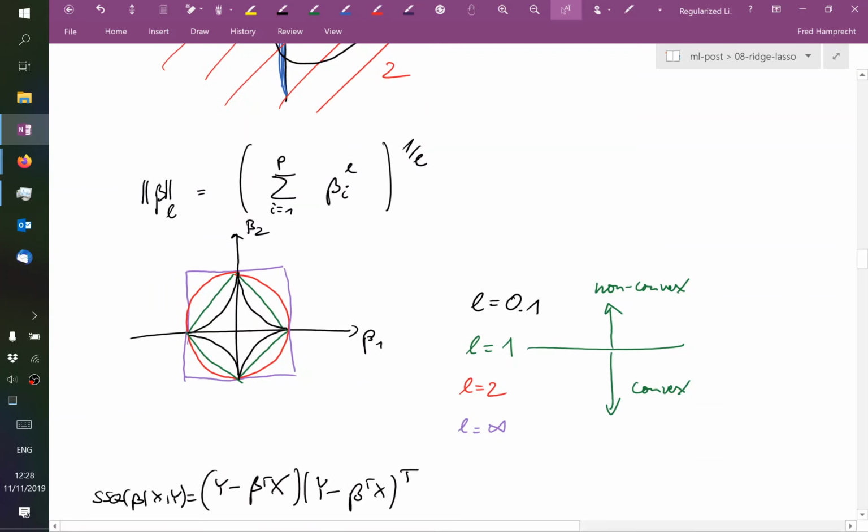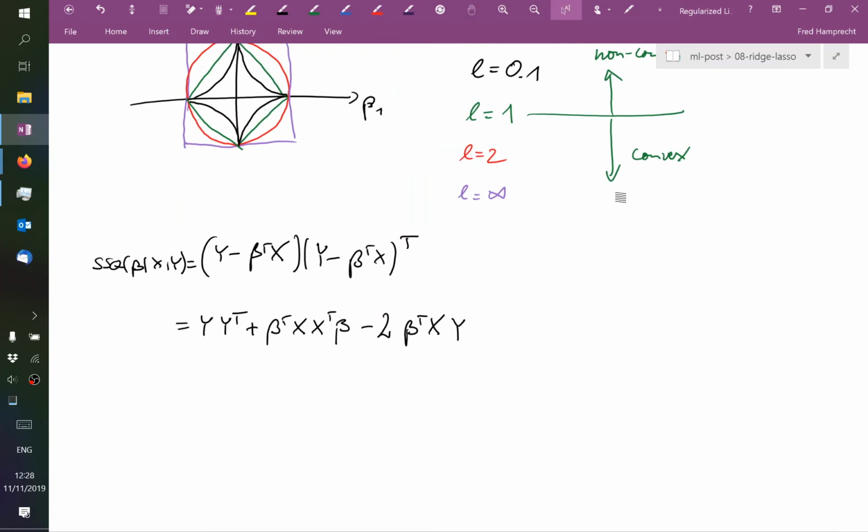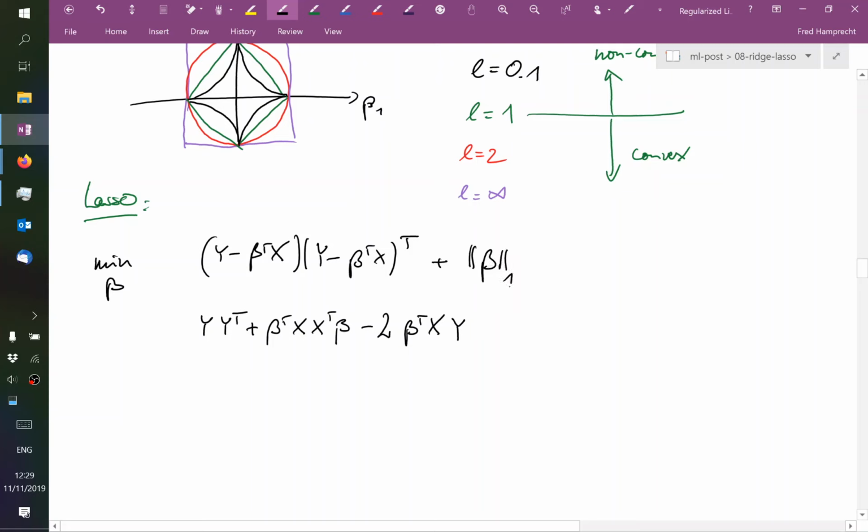So in other words, for the Lasso, we are going to minimize over beta this thing plus the L1 norm of beta.